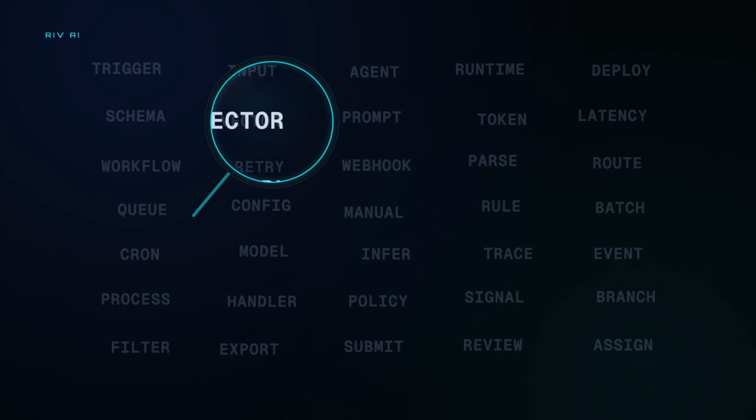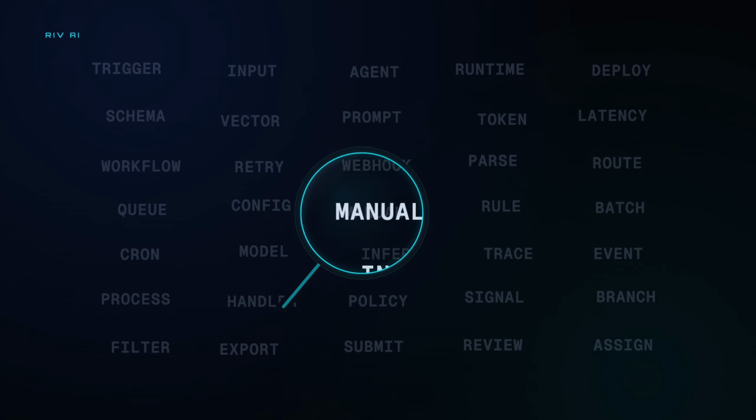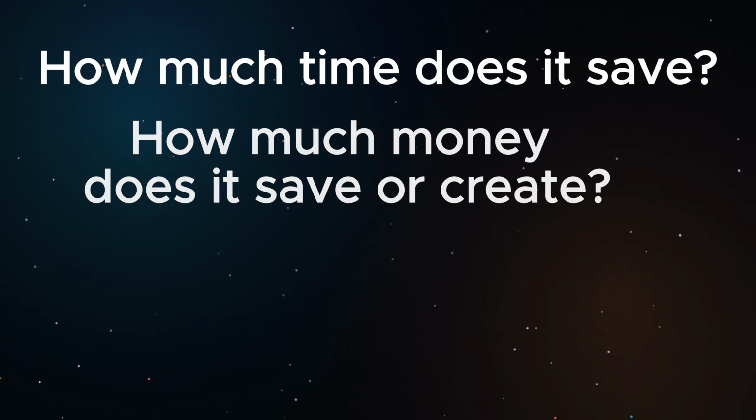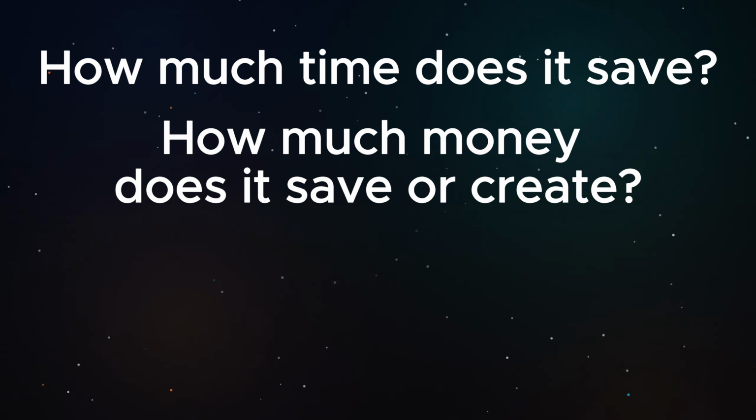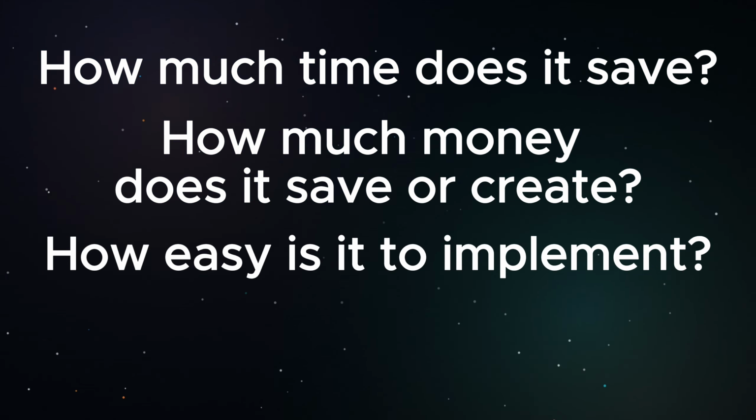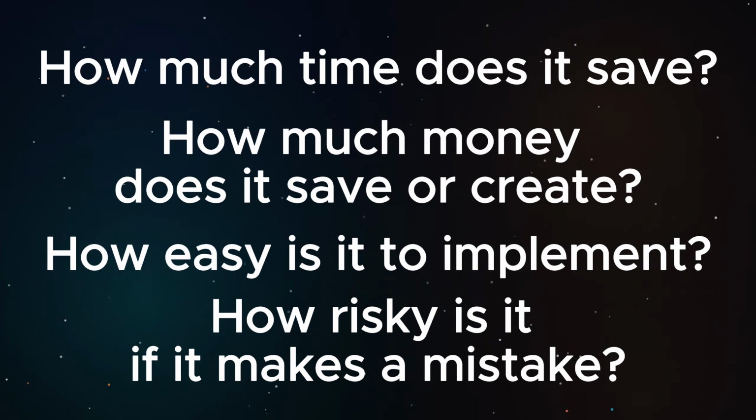But start by looking at your diagram from the previous step and honing in on everywhere you indicated or wrote the word manual. That's usually your easiest starting point. And once again, I have some guiding questions to help you do this. The 4 questions that I like to ask are: how much time does it save? How much money does it save or create? How easy is it to implement? And how risky is it if it makes a mistake?